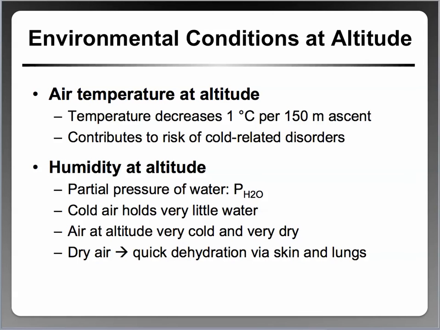So we're going to move on. We're going to talk about air temperature at altitude. You can see there in your notes that the temperature decreases about 1 degree Celsius for every, it's about 500 feet that you ascend. And I'm going to tell you a personal story here. I like to take my kids out hiking, and we decided to do the Black Mountain Trail out in Henderson.